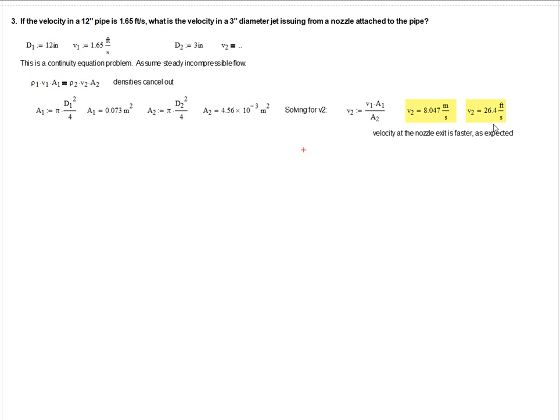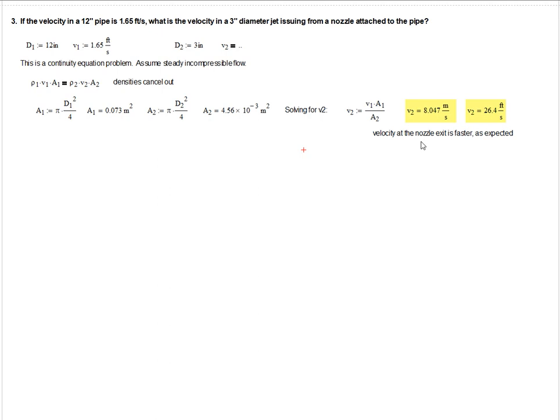In American engineering units, our velocity is 26.4 feet per second, and note that at position 1 it was 1.65 feet per second. That's quite a big increase in our velocity, and this is what we would have expected because a nozzle is designed to increase the velocity.